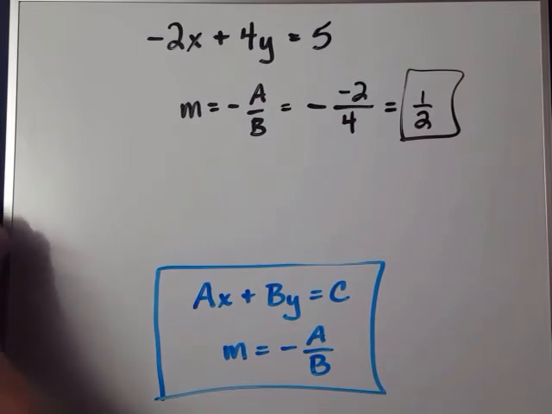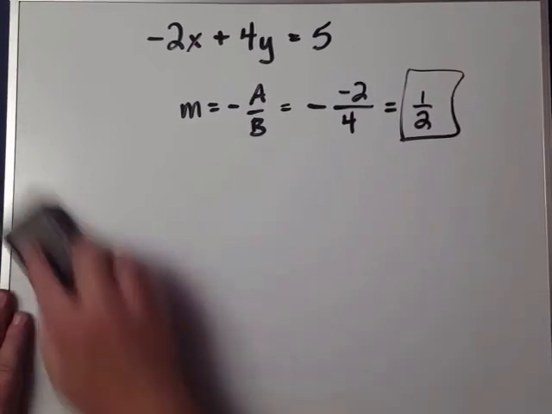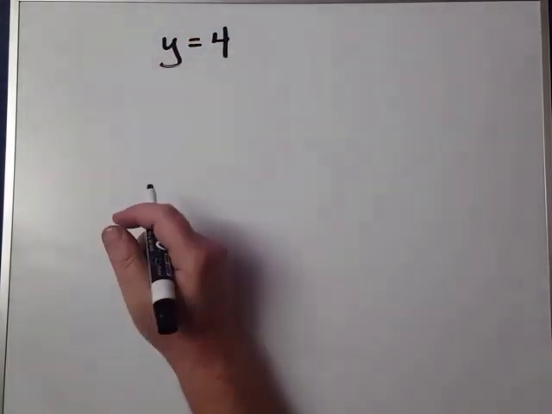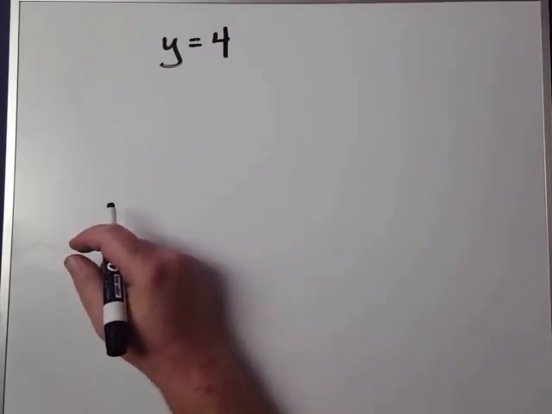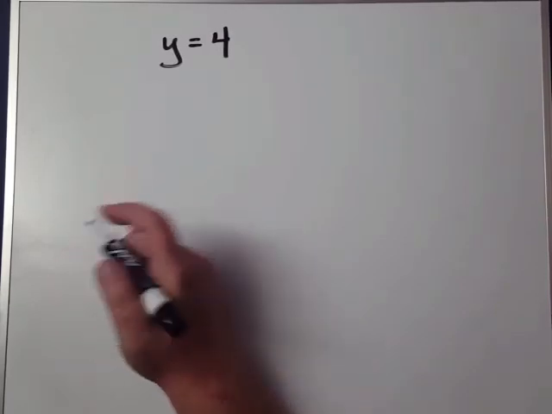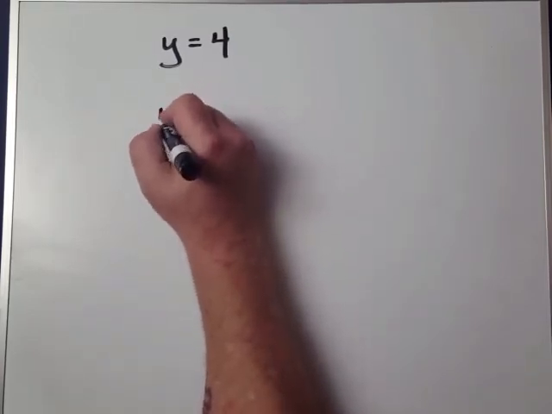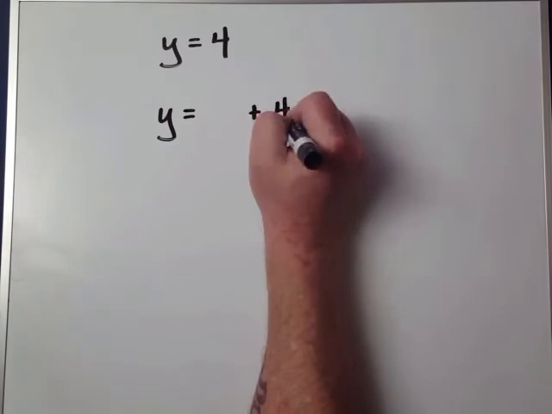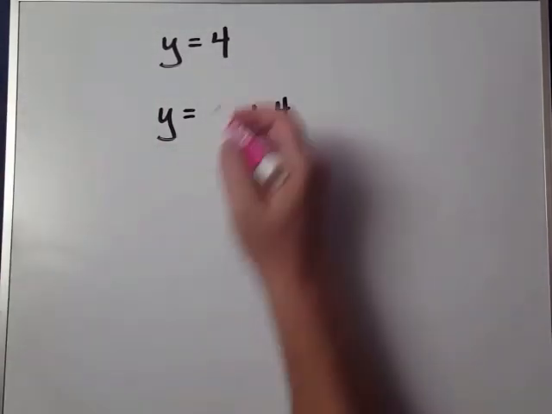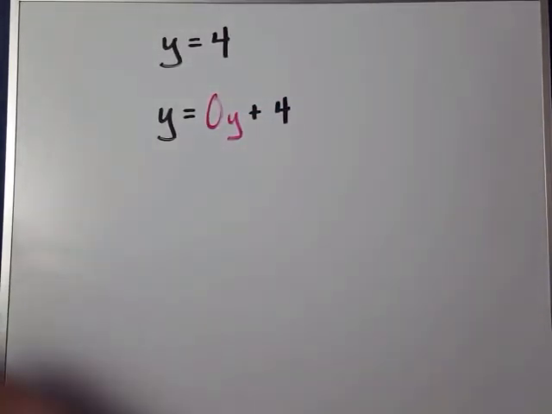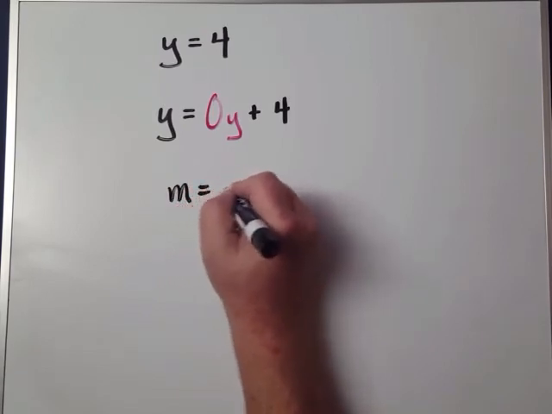Number 54. Find the slope of this line given its equation. Y equals 4. Well, it's already solved for y. What's the coefficient on x? If you cannot see the x term, then its coefficient must have been what? 0.